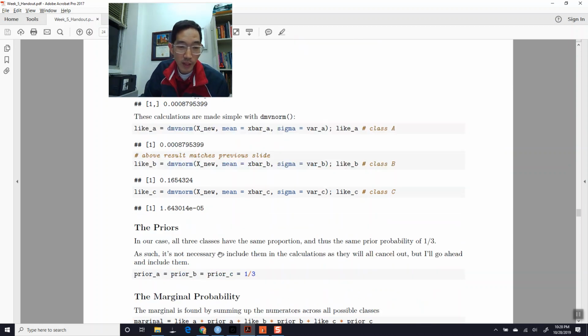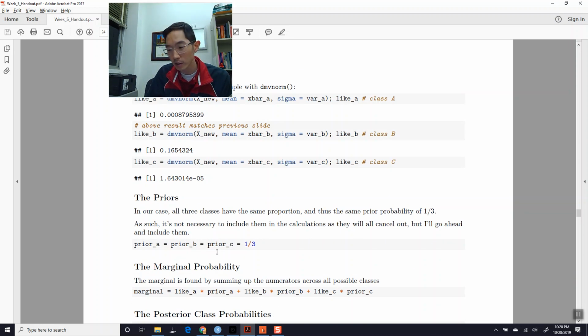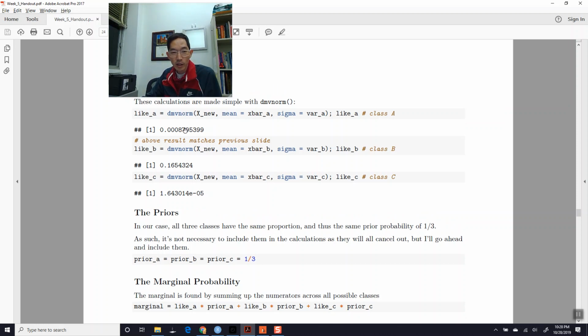Okay. As far as the prior probabilities go, if we look at the proportion in our data, 1/3 came from A, 1/3 came from B, and 1/3 came from C. So I'm going to go ahead and just say priors of A, B, and C are all 1/3. Okay. And so the numerators for each of these things will be the likelihood times the prior. Likelihood times prior plus likelihood times prior plus likelihood times prior is going to form our marginal, right? So the marginal is summing up the numerators across all possible classes.